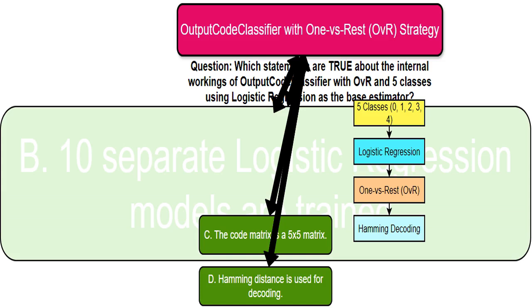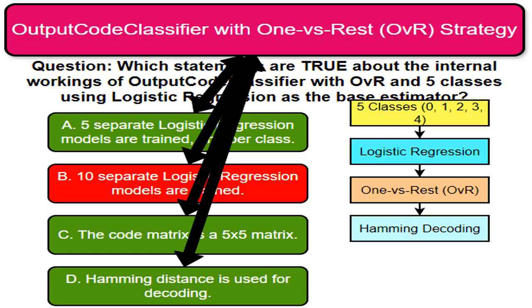Statement C focuses on the code matrix, a key component of the output code classifier. It asserts that in this 5-class problem, the code matrix is a 5 by 5 matrix. Output code classifier is a technique for multi-class classification. Using the 1 vs REST strategy, it creates several binary classifiers.